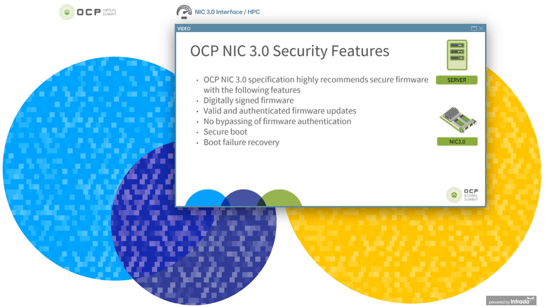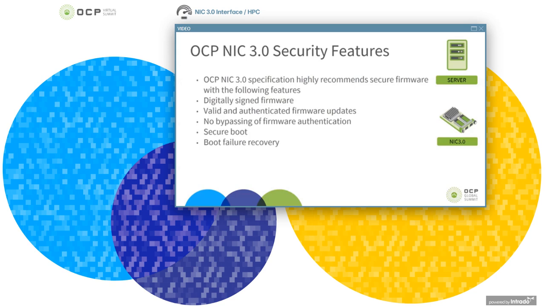So the spec recommends secure firmware to be running on the NIC. And specifically, the called out features are, first, to begin with, digitally signed firmware. What this means is the firmware running on the device is authenticated firmware, which has been signed by the device vendor or whoever is providing this product and was involved in signing the firmware. So digitally signed firmware is your first secure feature in the NIC.